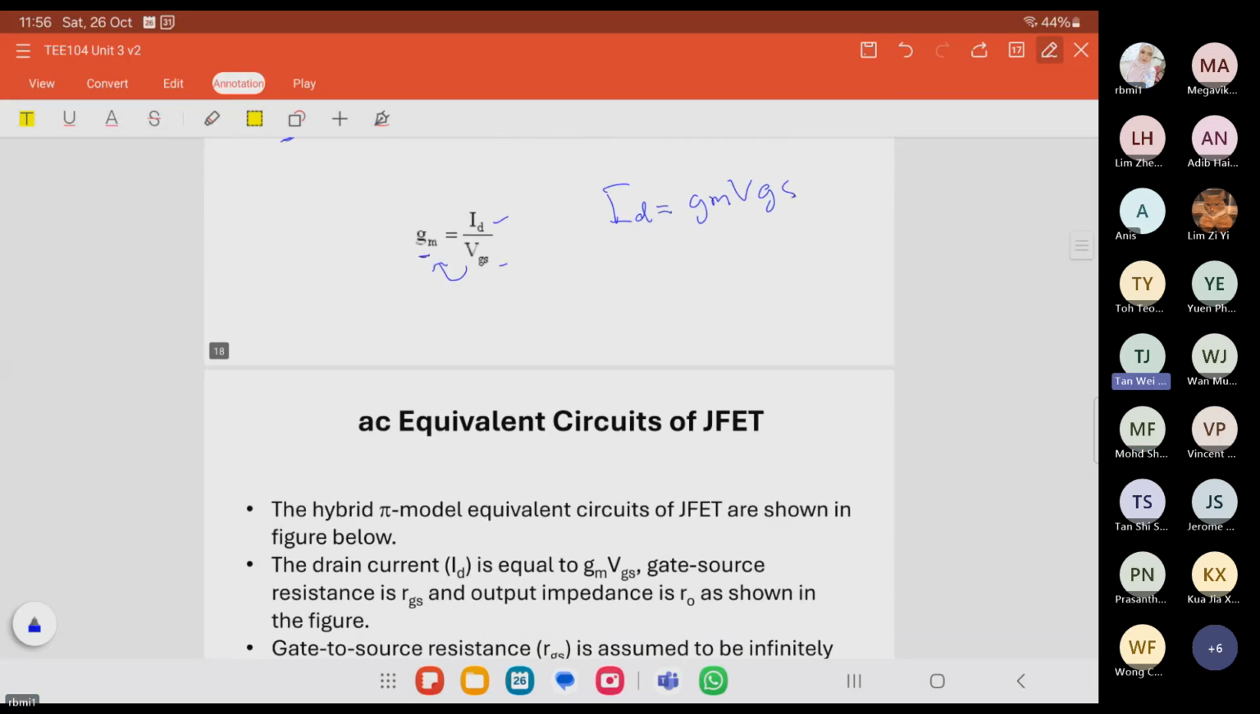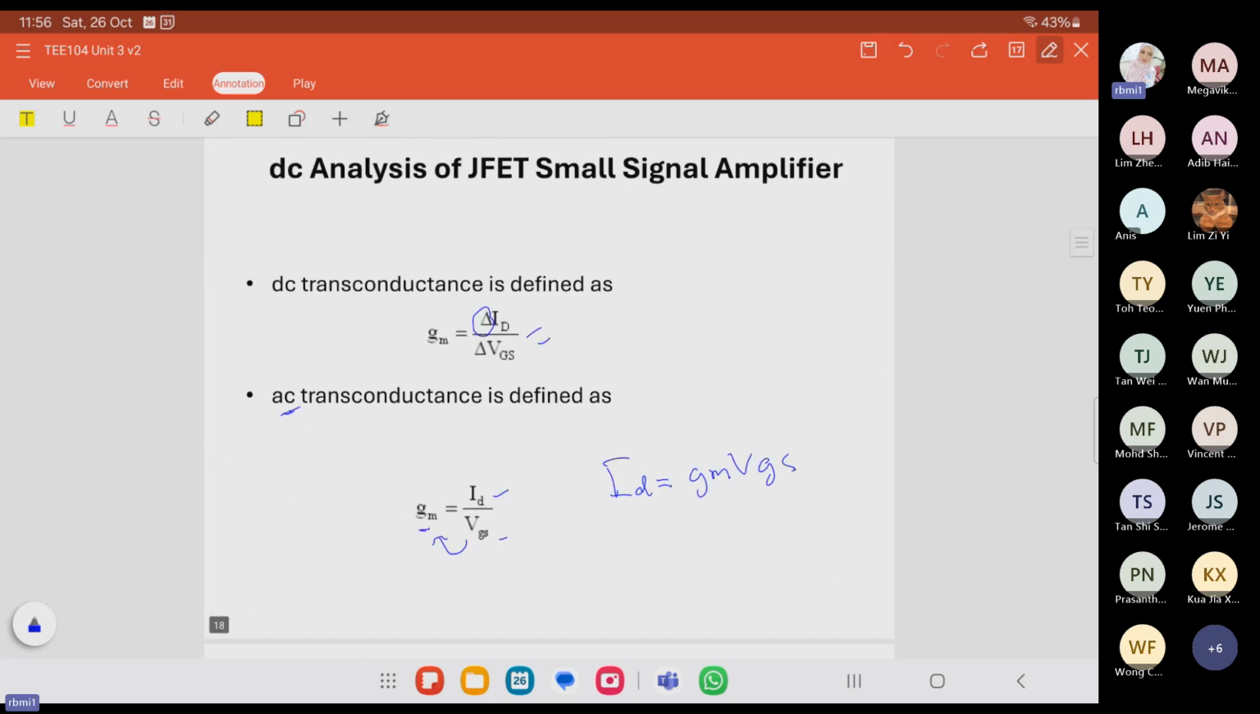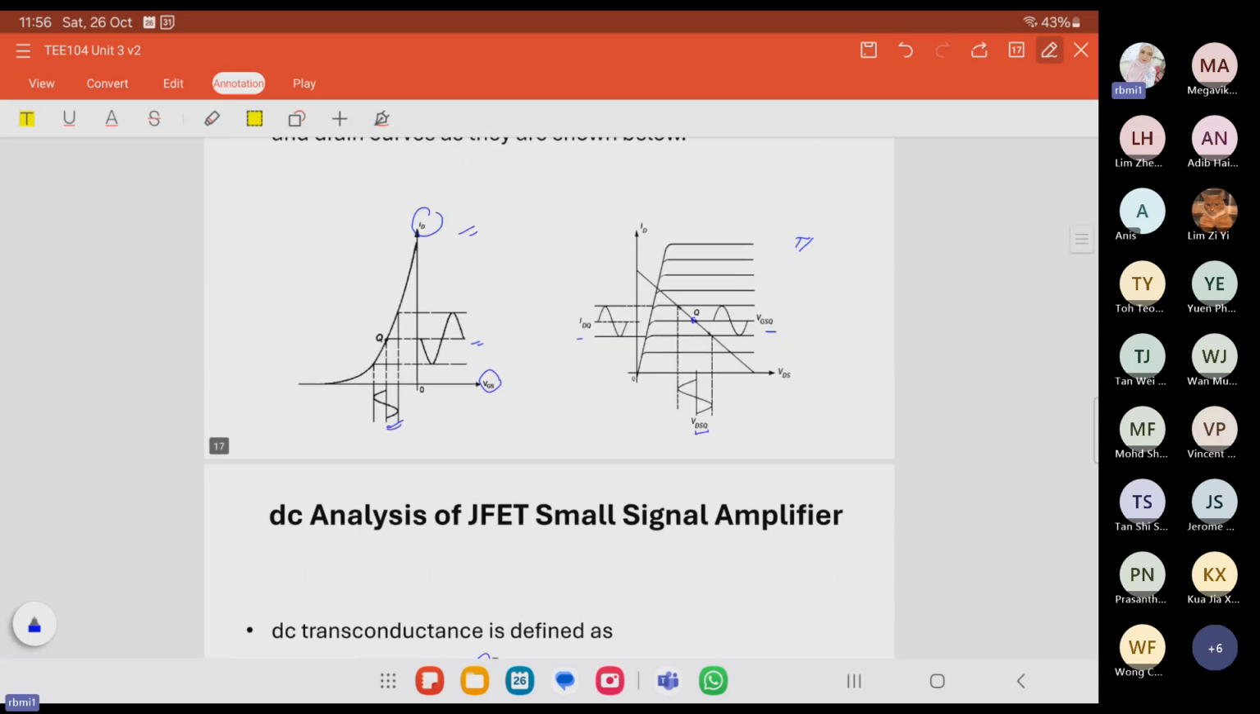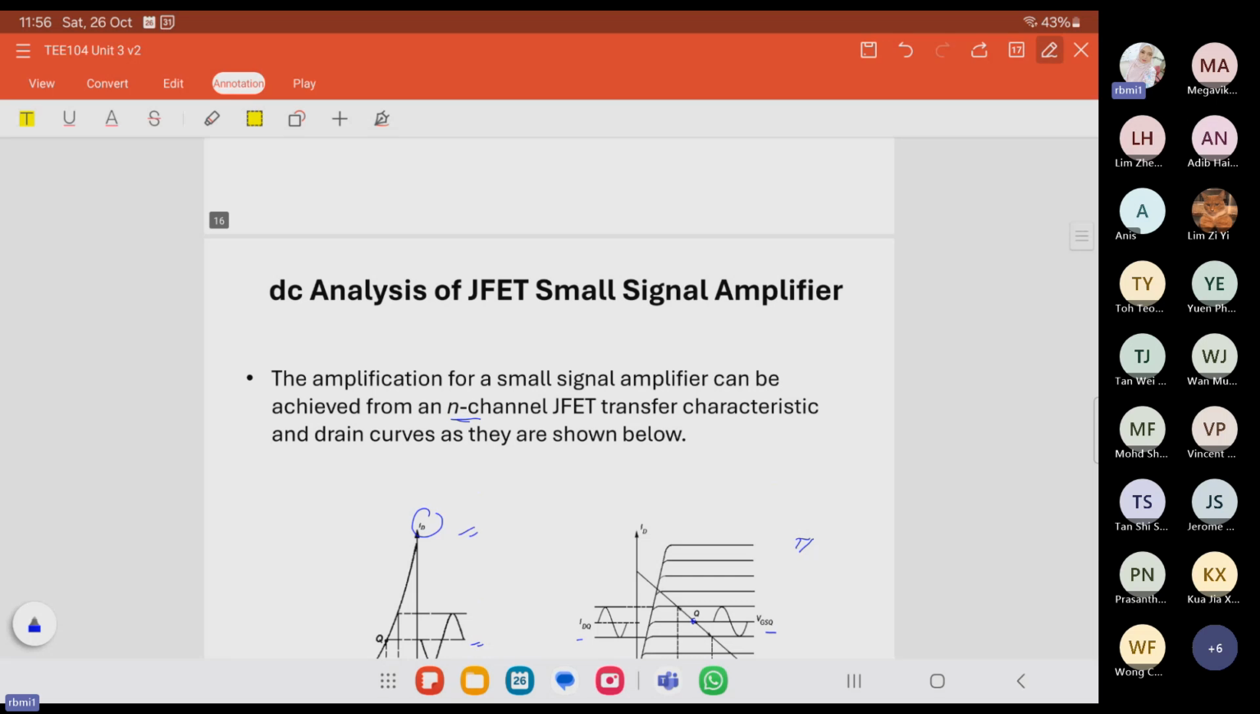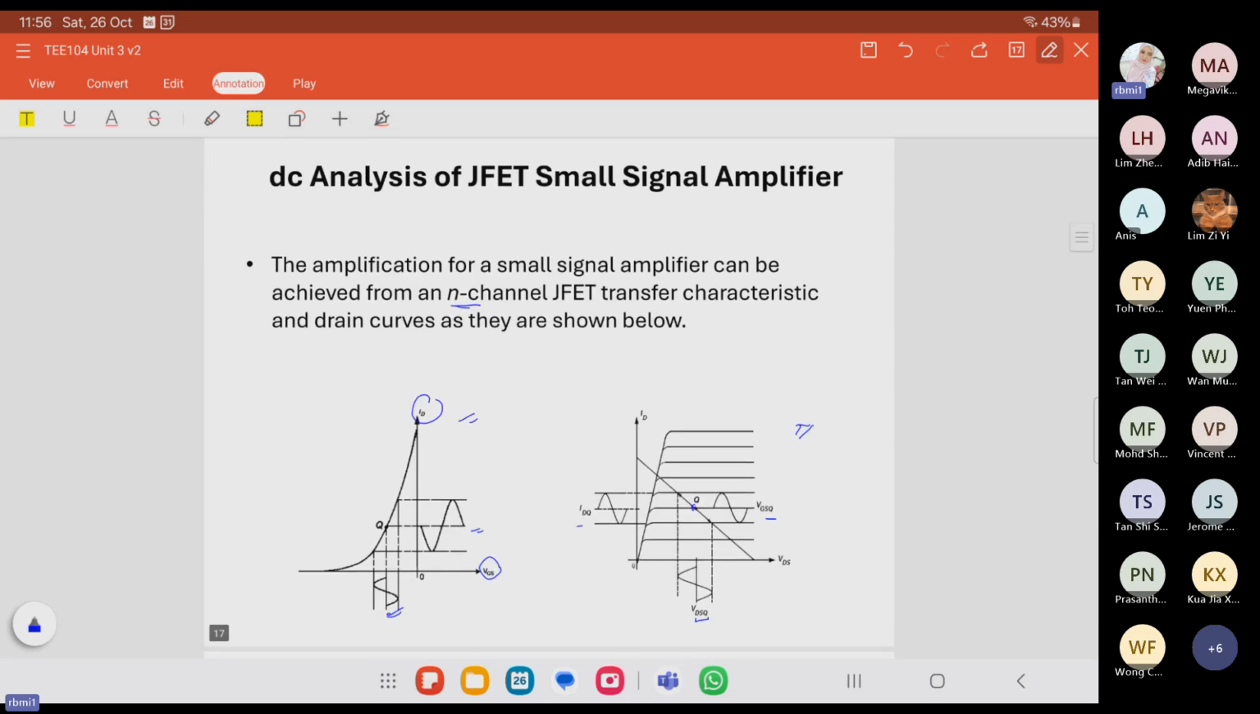No, this one, can we go back? Okay, DC. Okay, for here. Yeah, okay. Alright, so this one from here. Okay, for DC analysis of JFET small signal amplifier.